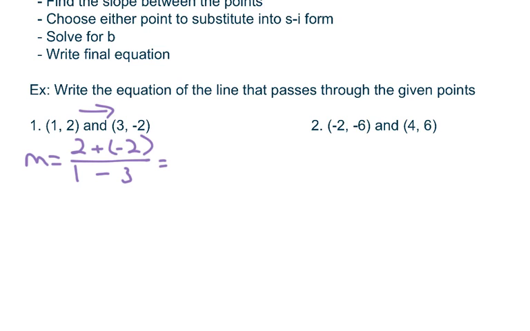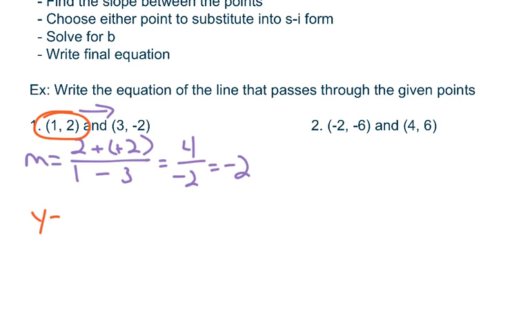2 minus -2, same thing as 2 plus 2, that is 4. 1 minus 3, that's -2. 4 divided by -2 is -2. So I've got my slope of -2. Now, step number 2, then, choose either point and substitute into slope-intercept form. I'm going to choose the point that's got positives and is slightly smaller.